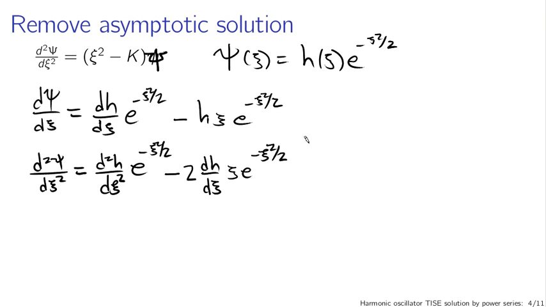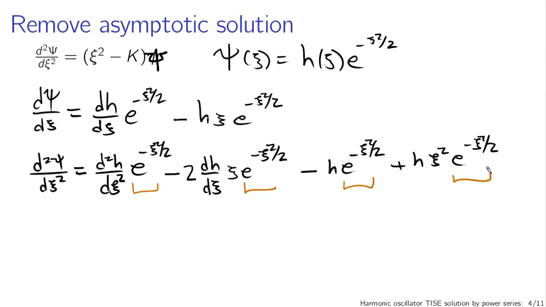The other two terms, when the derivative hits the xi here, it's just going to eliminate the xi, and we're going to be left with h, e to the minus xi squared over 2. And when the derivative hits this term, we're going to bring down effectively another minus xi. So we're going to have plus h xi squared, e to the minus xi squared over 2. Now, what's nice about this is we have an e to the minus xi squared in all the terms. We can factor that out of all the terms.